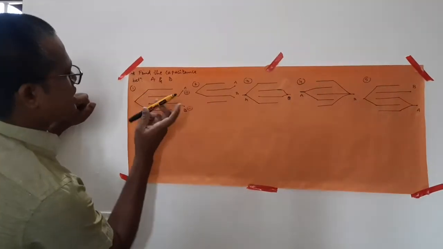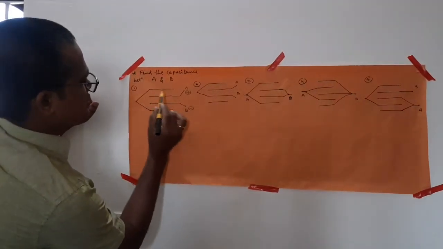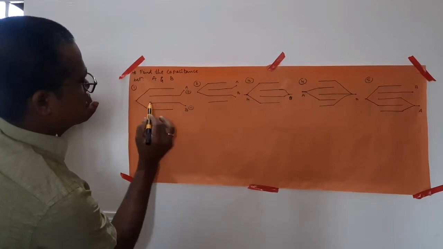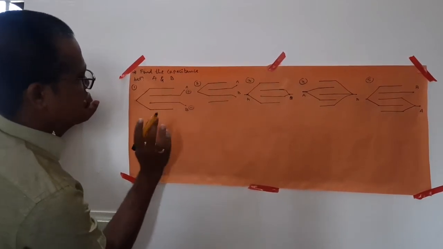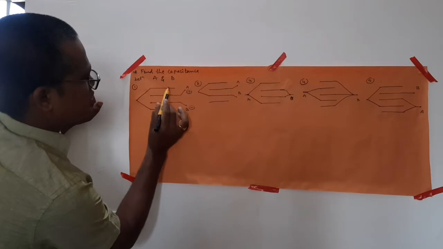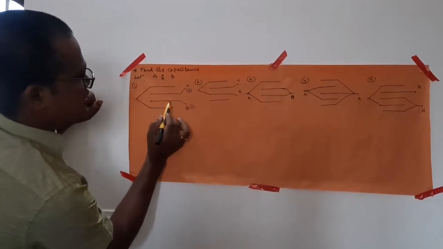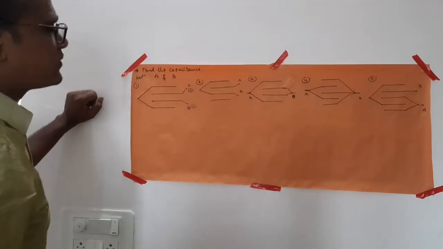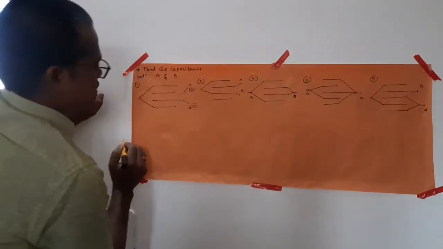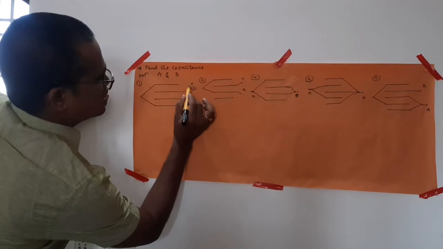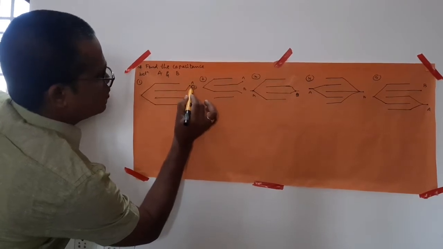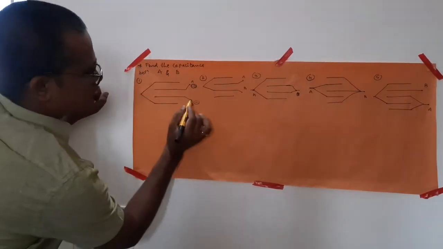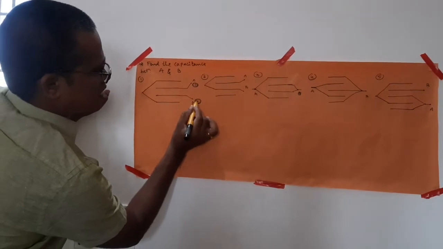Here assume the area of each plate. This is plate 1, plate 2, plate 3, plate 4. Area of each plate is the same and separation between adjacent plates is the same. That assumption I am taking. Okay, I will go with the first. Assume A is connected to the positive of the battery and B is connected to the negative of the battery.